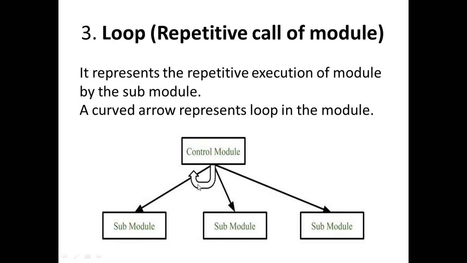So our target is a curved arrow, which represents a loop in the module. This is the curved arrow. The control is going again and again, which means this is the loop, or the repetitive call of a module.